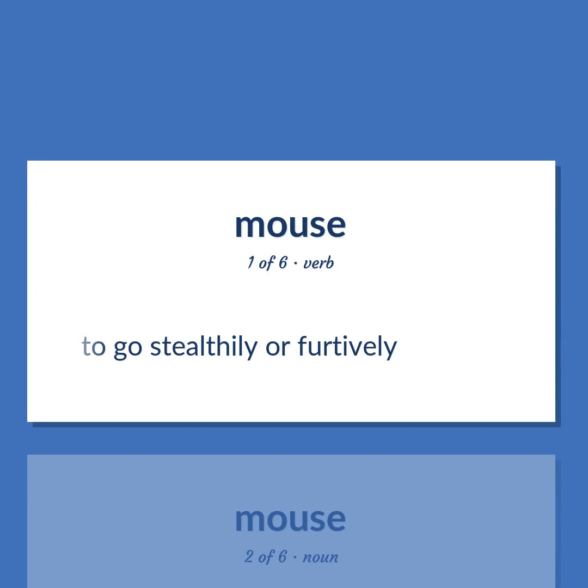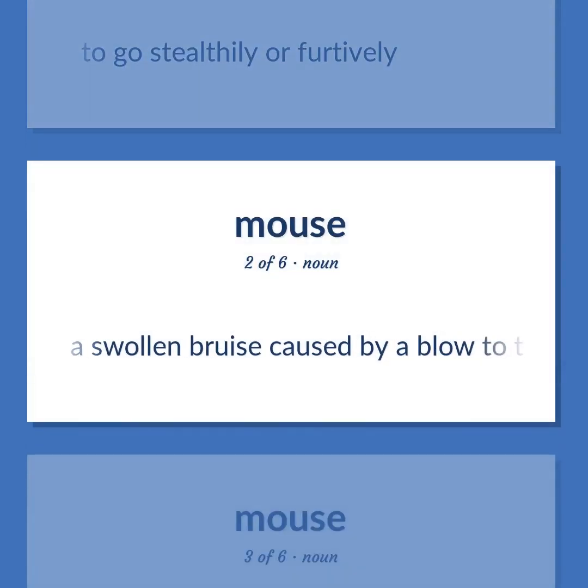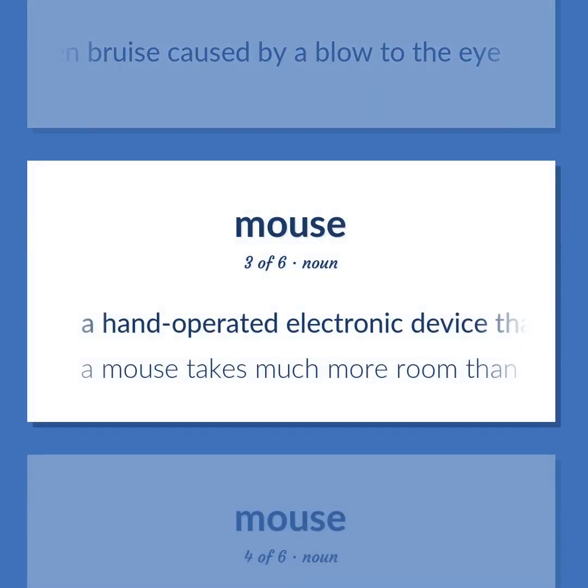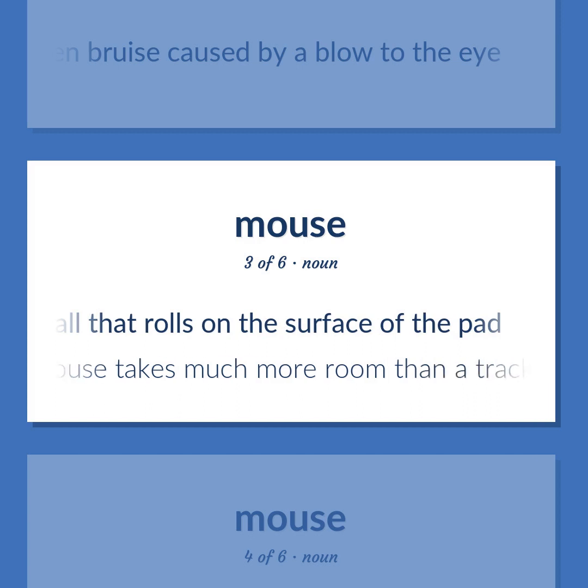To go stealthily or furtively. A swollen bruise caused by a blow to the eye. A hand-operated electronic device that controls the coordinates of a cursor on your computer screen as you move it around on a pad. On the bottom of the device is a ball that rolls on the surface of the pad. A mouse takes much more room than a trackball.